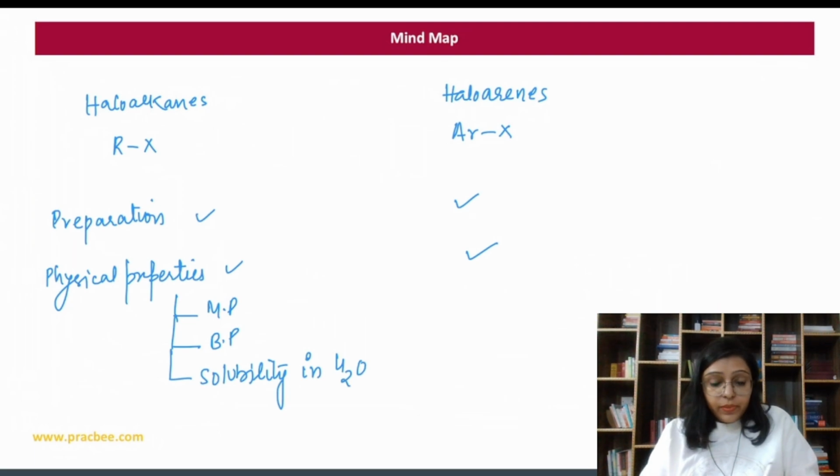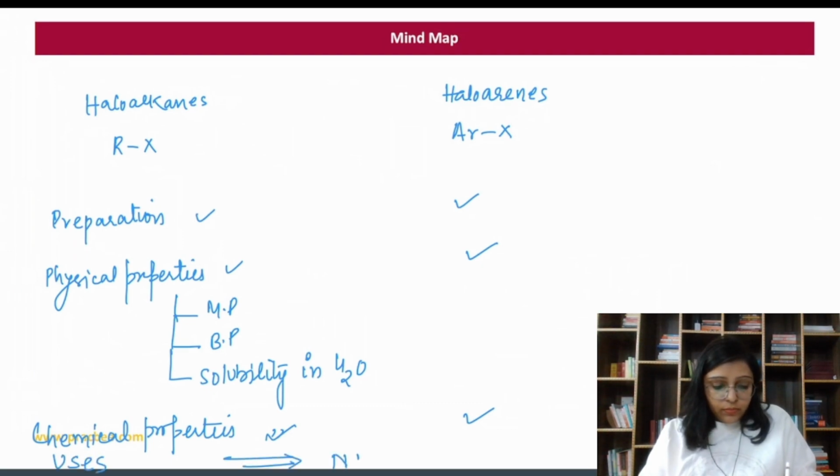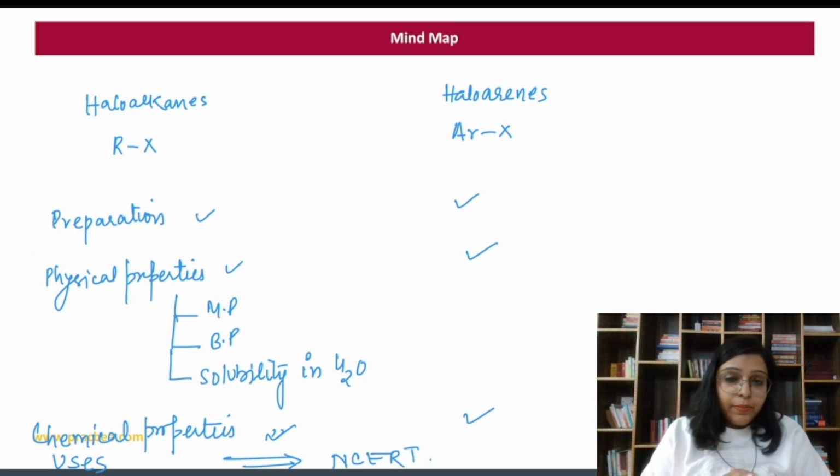Physical properties. Then chemical properties, for both haloalkanes and haloarenes. And last but not least, uses, and uses you have to do from NCERT itself, right? So this is going to be the mind map. There are lots of chemical reactions. It's just that you have to write down everything.